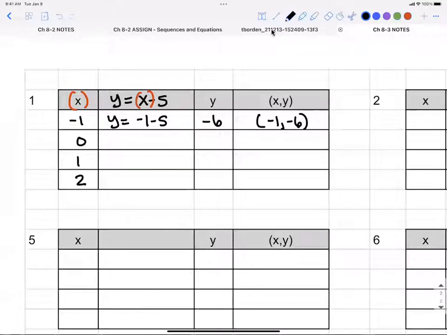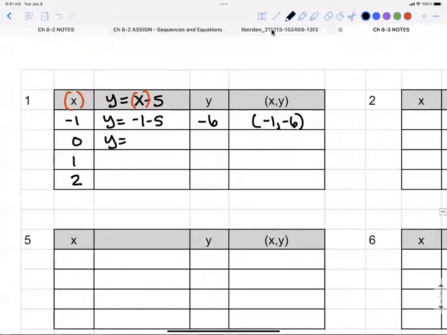And those two, that x and that y together, make up one of the infinite number of ordered pairs that are on the line from this graph. All right, next we're going to go to our next line down, and we're going to input a 0 where there was an x. So y equals 0 minus 5. And 0 minus 5 is -5. And so the ordered pair for that line is 0, -5. When x is 0, y is -5.